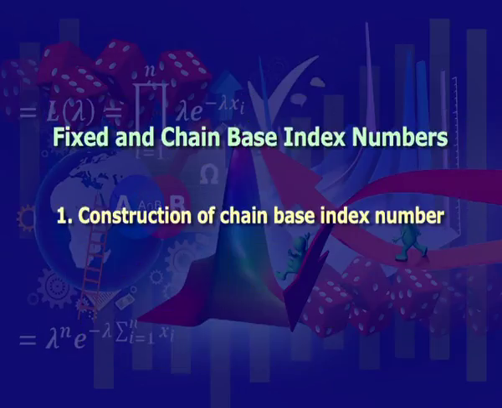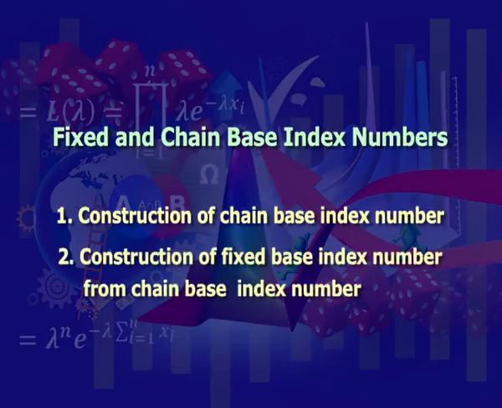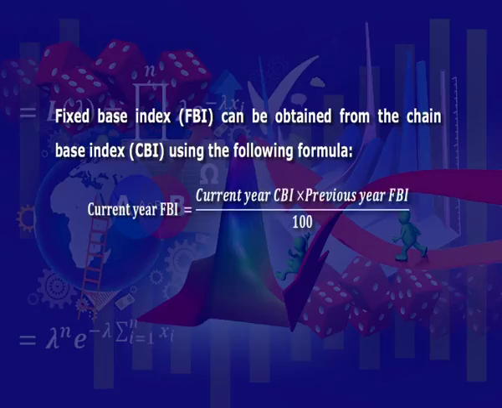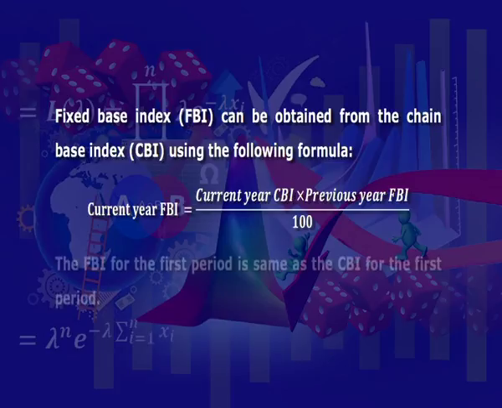the chain index for the year 2004 comes out 229.63, and for 2005 it comes out 275.56. Second, construction of fixed base index number from chain base index number. Fixed base index, denoted by FBI, can be obtained from the chain base index, denoted by CBI, using the following formula. Current year FBI equals current year CBI multiplied by previous year FBI divided by 100. The FBI for the first period is the same as the CBI for the first period. Let us demonstrate an example to apply the above formula.